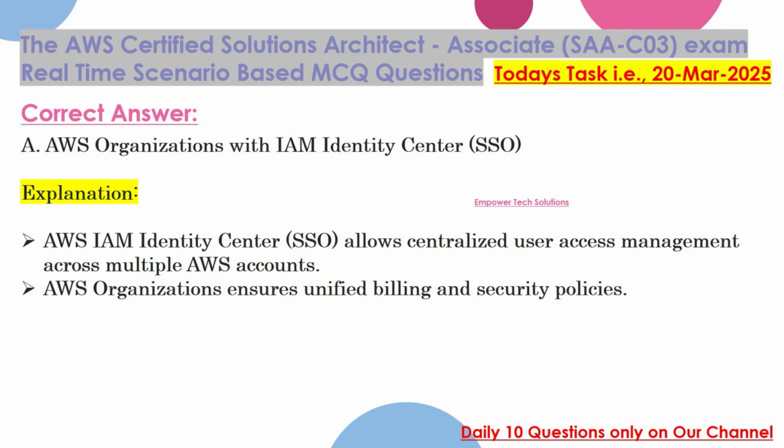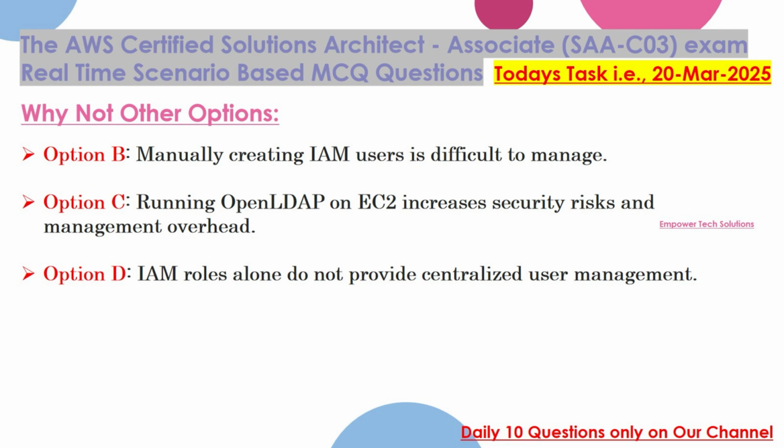Explanation: AWS IAM Identity Center, SSO, allows centralized user access management across multiple AWS accounts. AWS Organizations ensures unified billing and security policies. Why not other options? Option B. Manually creating IAM users is difficult to manage. Option C. Running open LDAP on EC2 increases security risks and management overhead. Option D. IAM roles alone do not provide centralized user management.